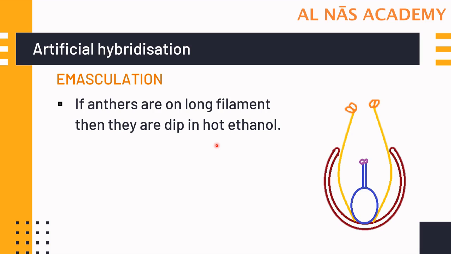So we have seen that emasculation depends upon the type of the flower. If the flower is big, then the anthers are removed using a pair of scissors or forceps. If the anthers are small, then they are removed using a tiny suction pump. And if anthers are on long filament, then they are emasculated by dipping them in hot ethanol. So emasculation depends on the type of flower we are dealing with.